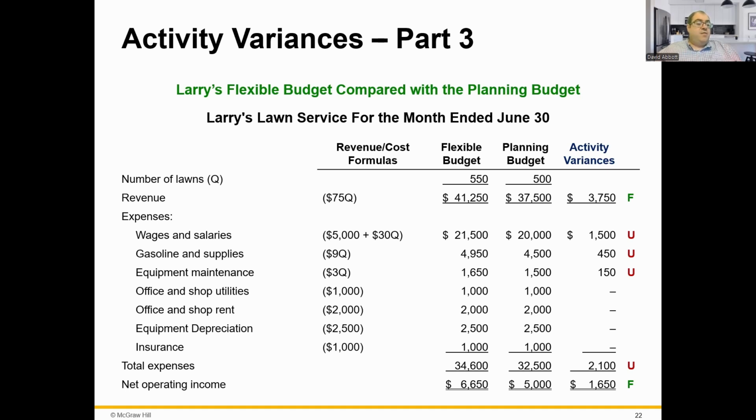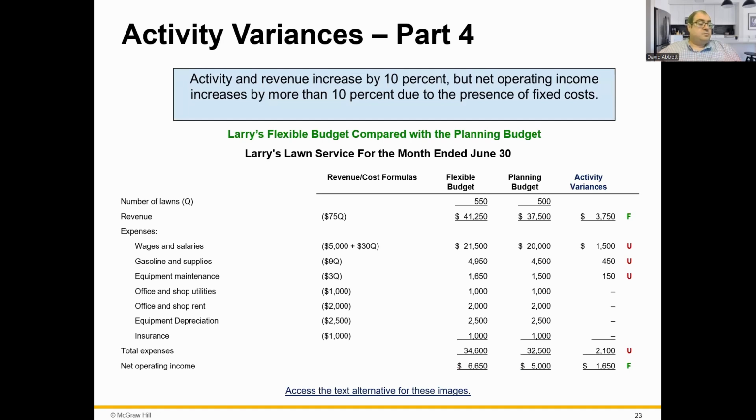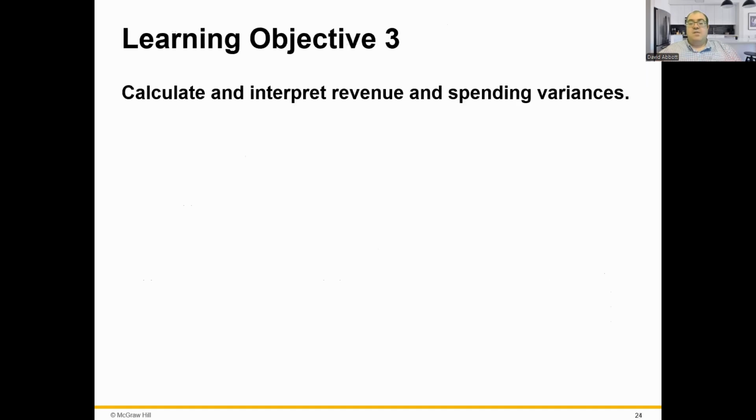And then the fixed costs, again, are going to be the same as the planning budget because they do not change in response to changes in activity level within the relevant range. Now, the net operating income in the flexible budget is more than 10% higher than the planning budget due to the presence of the fixed costs, because those again aren't going to change. So you see that, it's more than 10%.